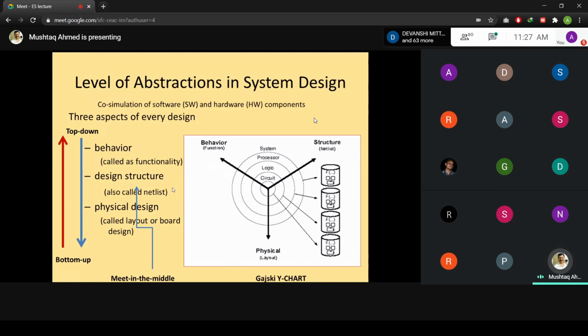So this is an important thing. As you can see over here, there is an associativity between these three different types of functionality: the behavioral, the structural, and the physical implementation part. These three parts are interconnected with each other, and we have different levels of abstraction associated with this: the circuit level, logic level, process level, and system level.